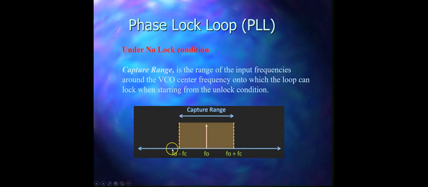So under the no lock condition, the PLL can acquire the lock only if the input signal is within the capture range of the PLL, which means whenever the input signal is within the capture range, then the voltage controlled oscillator can lock to the input signal. Now moving on to the next slide.